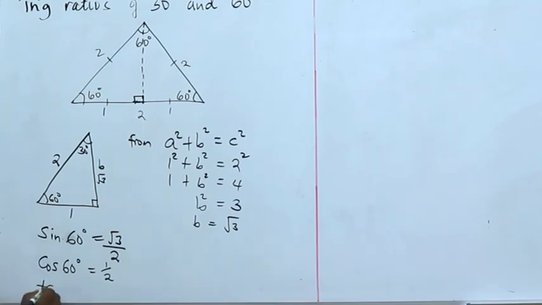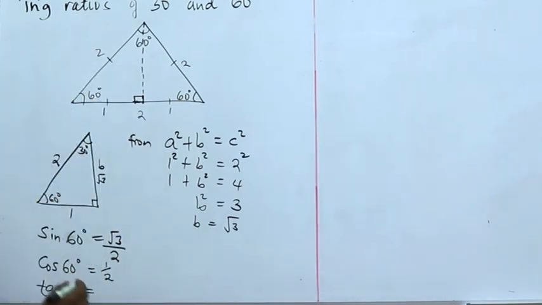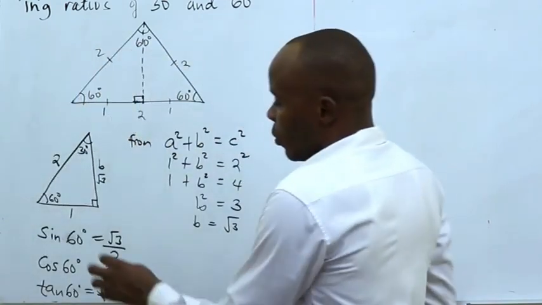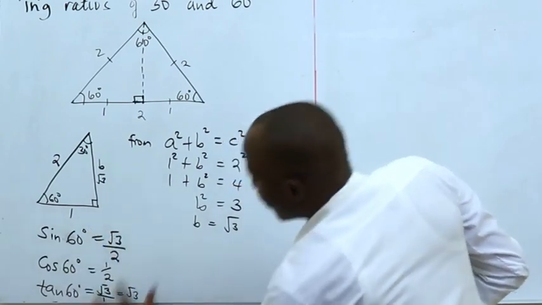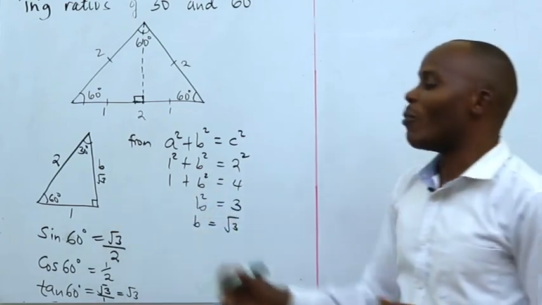Then we have tan of 60 degrees. Tan is opposite over adjacent. Remember, Toa. So it is opposite, which is root 3, over the adjacent side, which is 1. So it is root 3. So these ones should be at your fingertips because I've just verified where they come from.